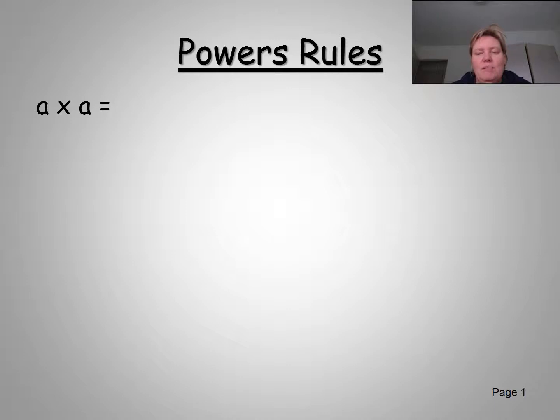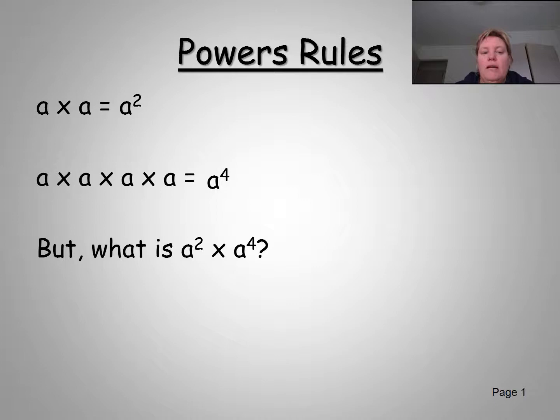If I have a times a, then that's going to make it bigger. A times a actually gets us a squared. If I have a times a times a times a, that gives me a to the power of 4. I'm making things bigger here. If you multiply a number, it tends to make it larger. Be very careful not to muck this up with adding. Adding just gives you more. Multiplying makes everything bigger.